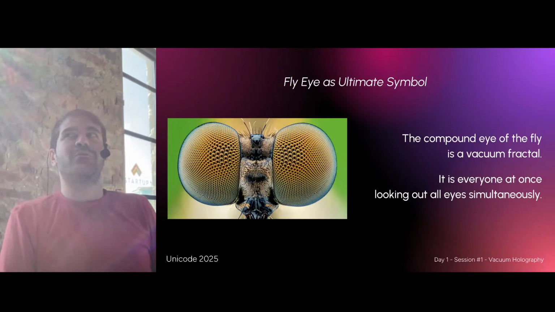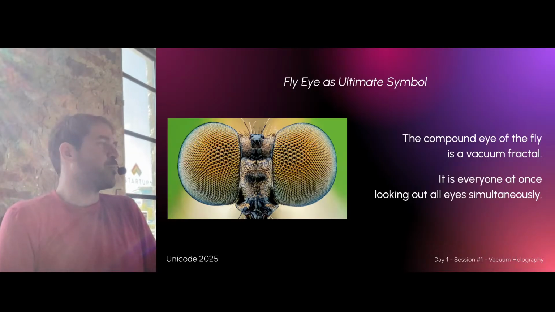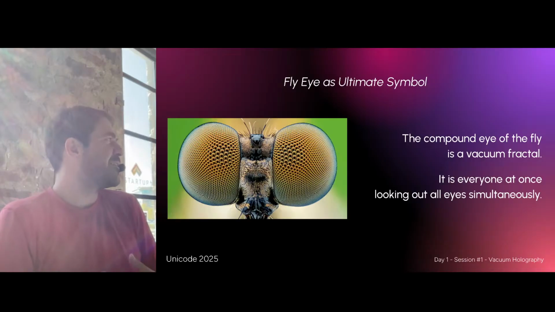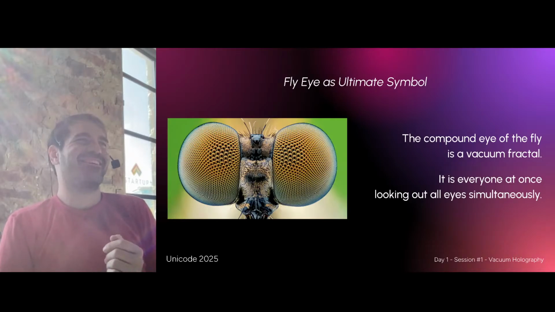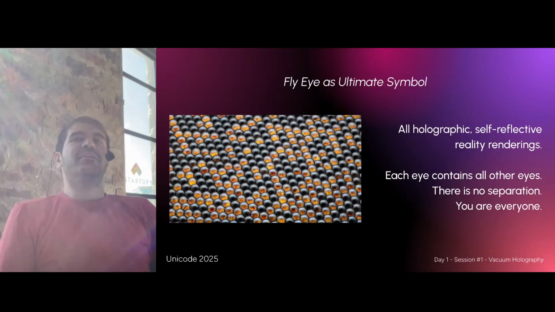So we're looking at I don't know how many thousands or millions of observer portals on just one little fly eye. But that's exactly what the vacuum consciousness is like. It's just like that. Like the inside of a pomegranate. So, all holographic, self-reflective reality renderings.